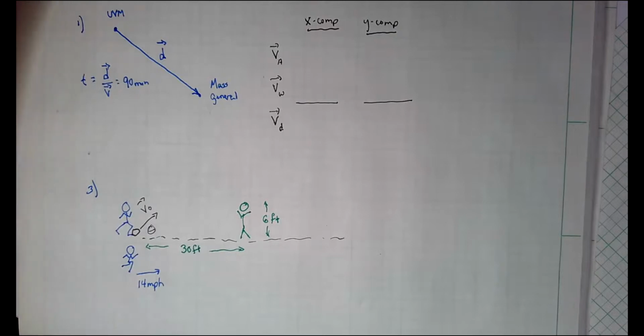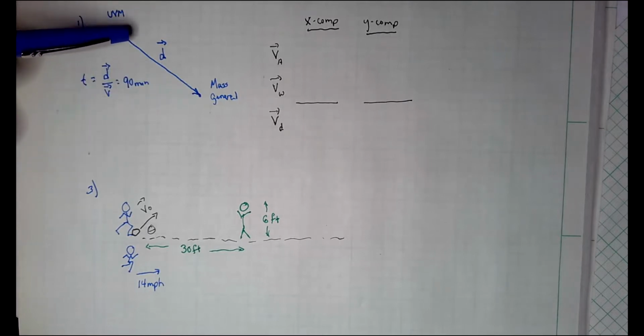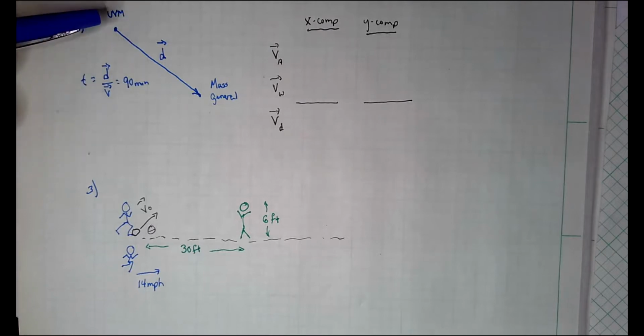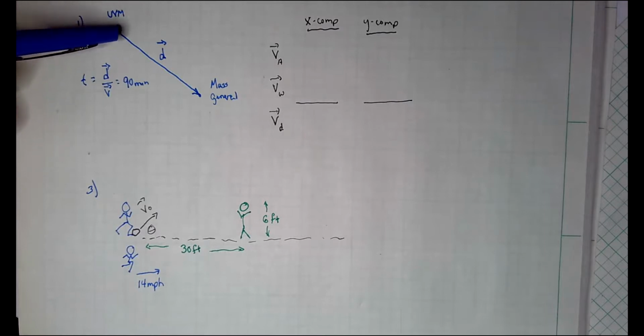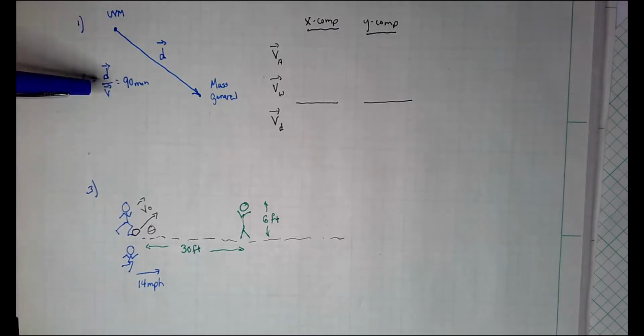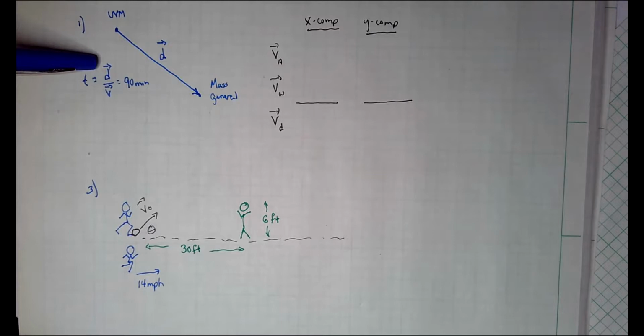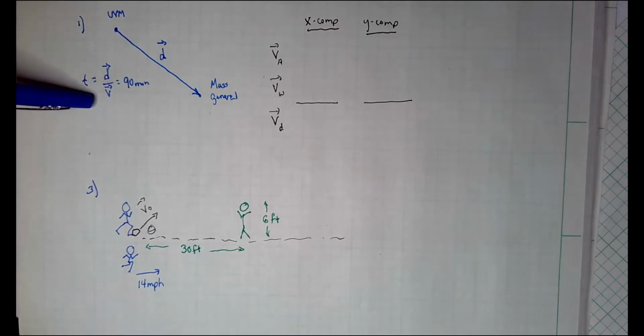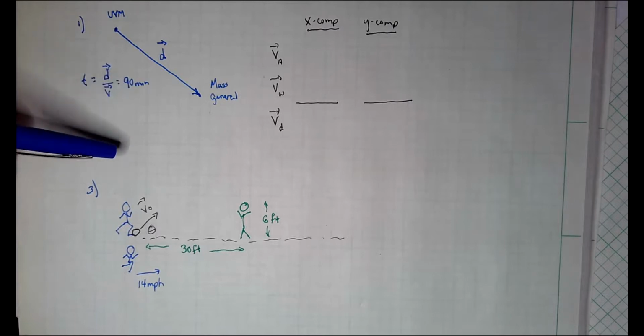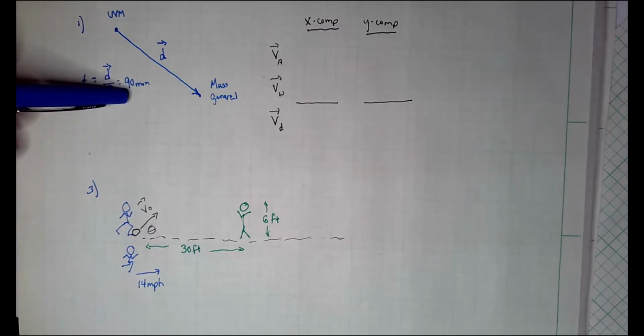So in this diagram, we're going from UVM to Mass General, and there's a distance and there's an angle. So based on that, we can find out how much velocity is needed in both X direction or east and Y direction or south, because this displacement vector divided by the velocity vector has to equal 90 minutes. And of course, you probably want to change 90 minutes into seconds.